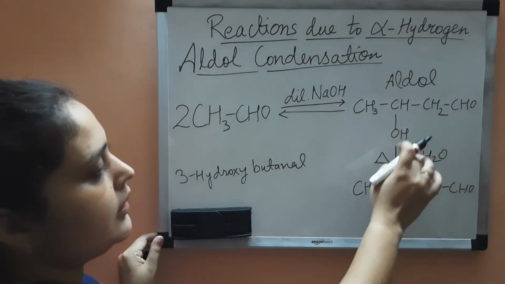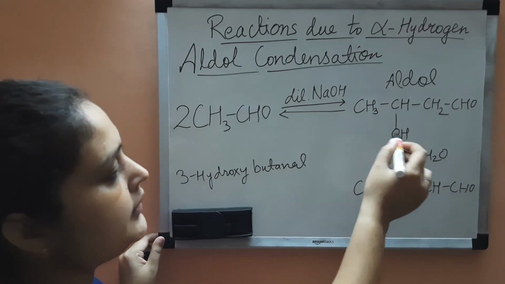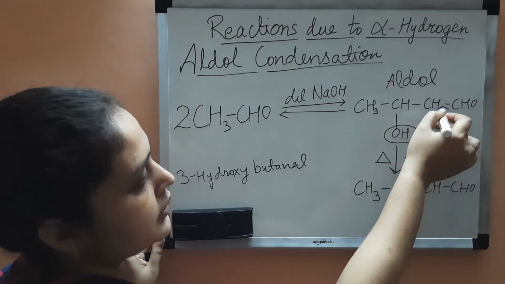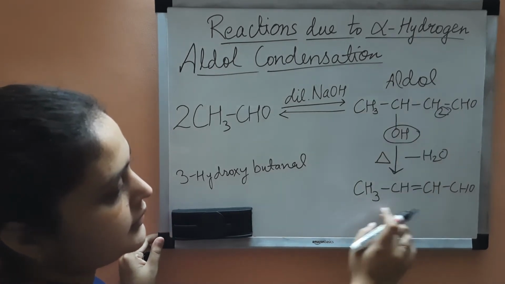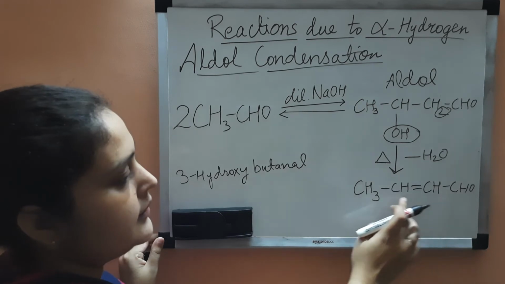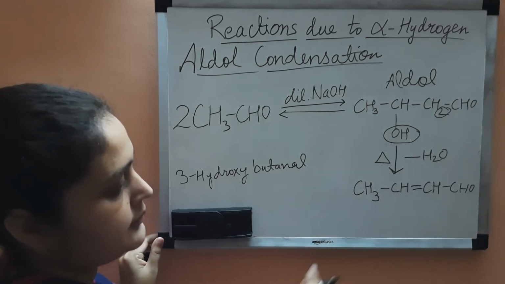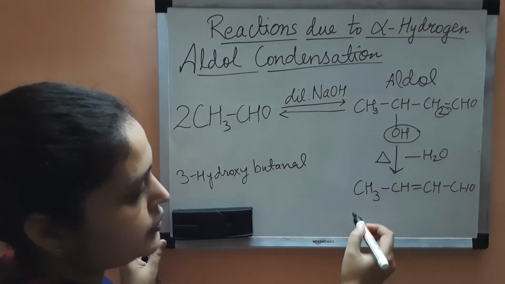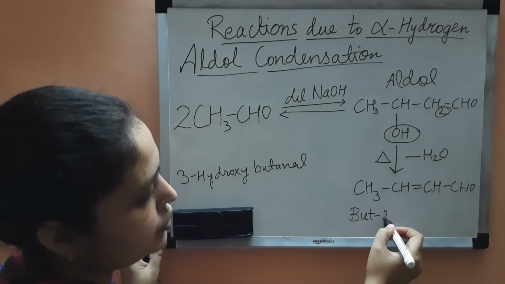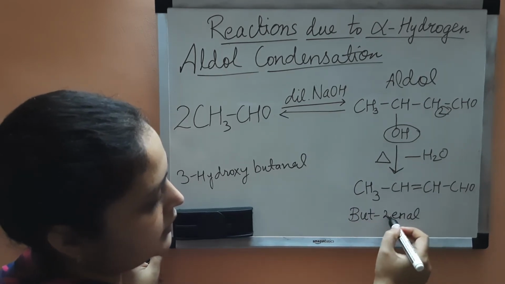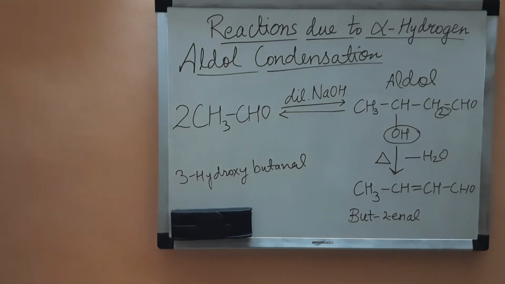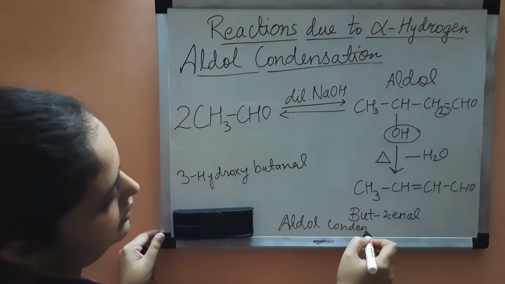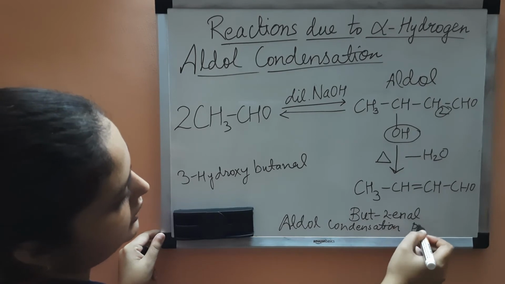Then water is removed when you heat it. That is, OH is removed from this carbon atom and one hydrogen atom is removed from here. So you get a double bond here, and the aldehyde group remains as it is. If you number it, this is 1, 2, 3, 4, so it is but-2-enal. This is but-2-enal as your aldol condensation product. So this is known as the aldol condensation product.